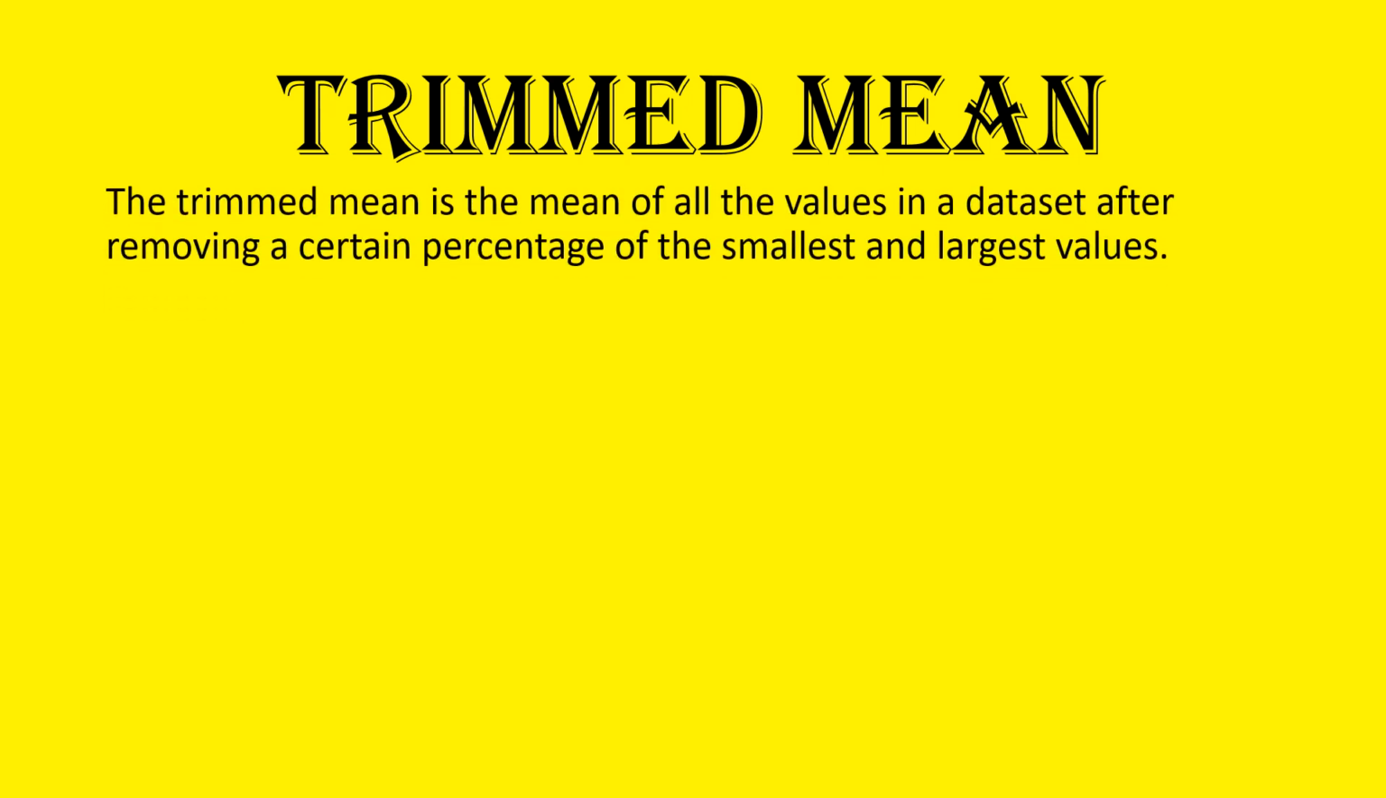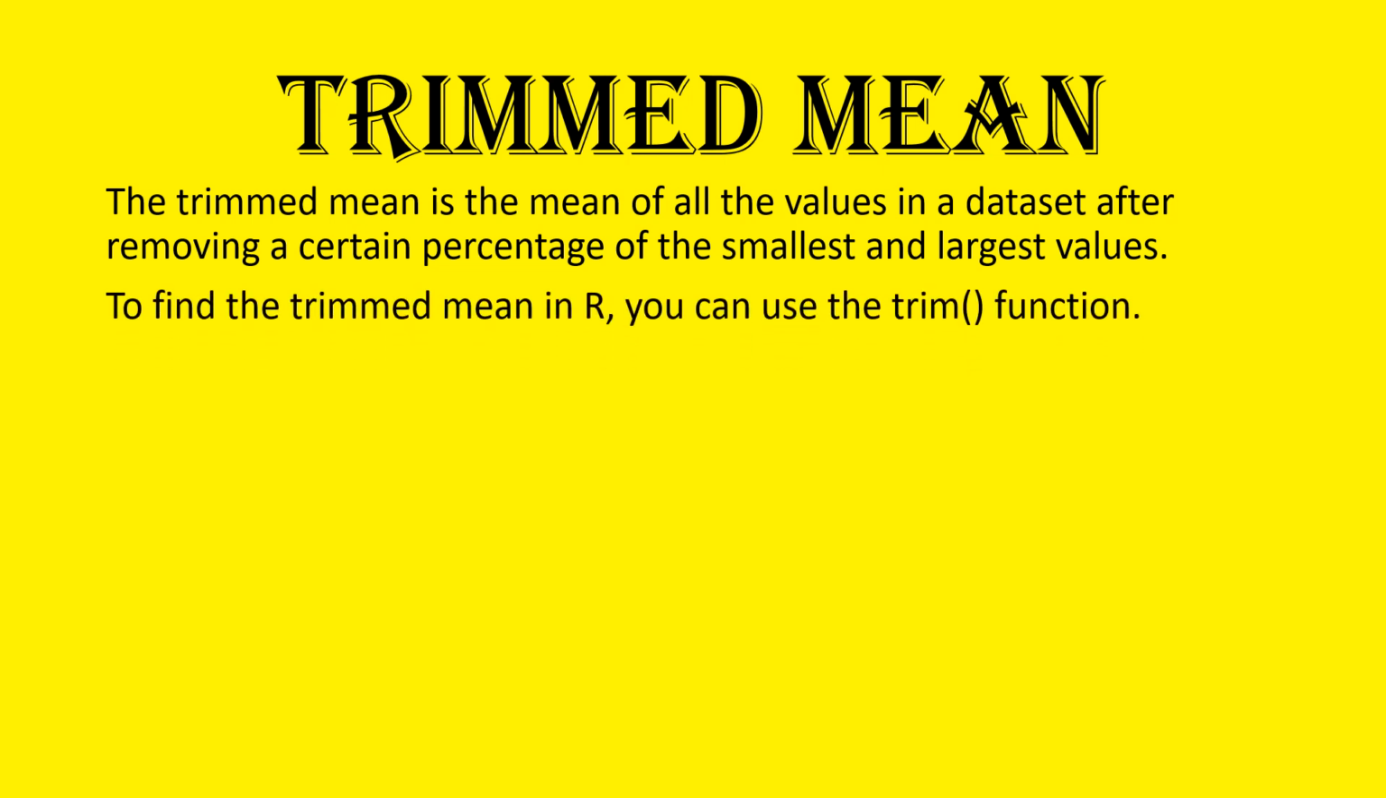Trimmed mean, very important concept. If you have outliers in your data set, then we use trimmed mean. The definition, the trimmed mean is the mean of all the values in a data set after removing a certain percentage of the smallest and largest values. So you have to define the percentage you want to remove. If you want to find the trimmed mean in R, you will use the trim function.